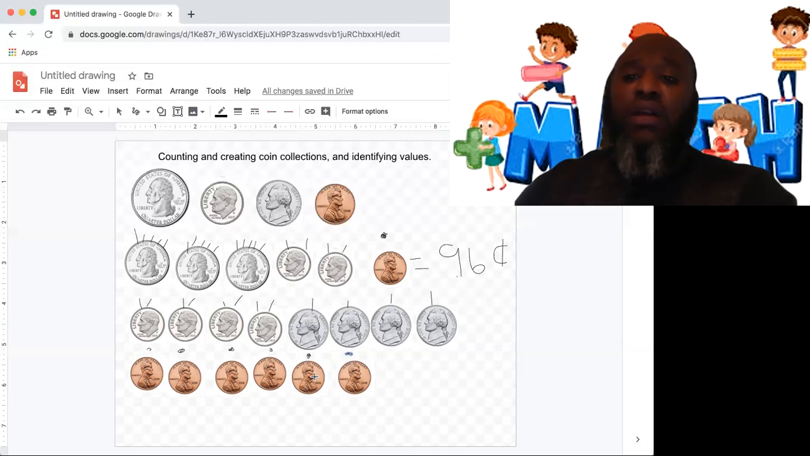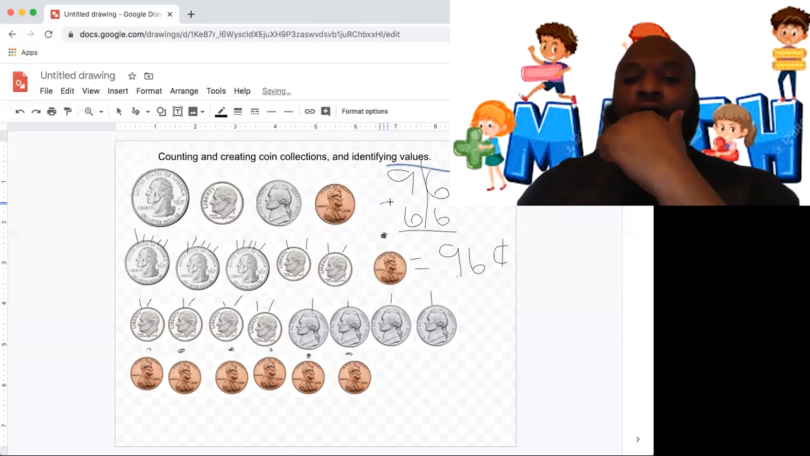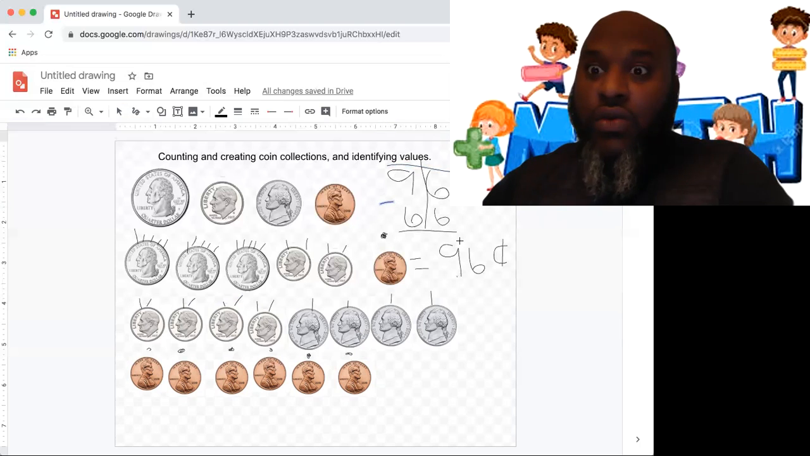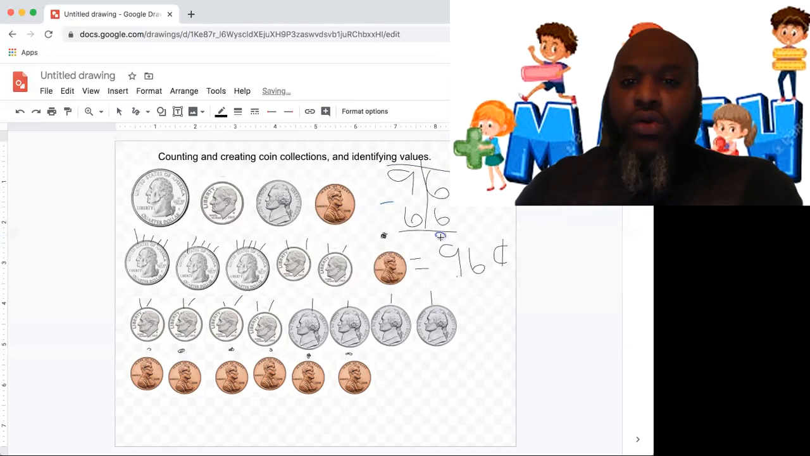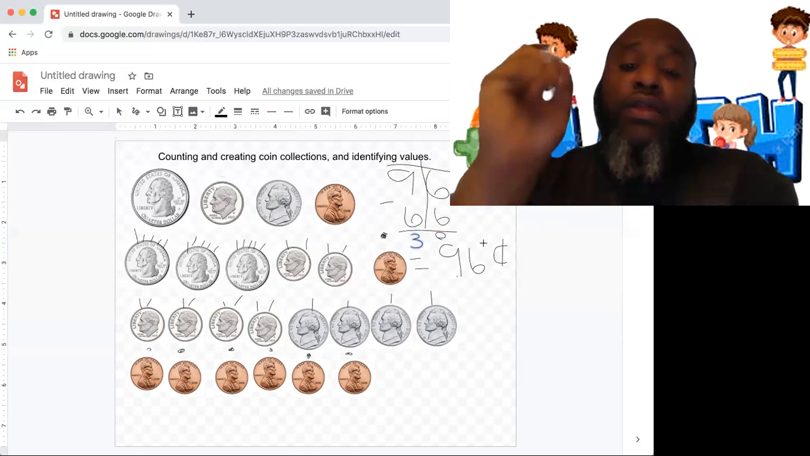So how many am I going to need to make 96? How much more am I going to need to make? So let me use some of this strategy here. I had 66 in my value of my coin collection, and I need 96. So we're going to use a little bit of the techniques that we learned about regrouping to help us. Okay, so 6 minus 6 is 0. 9 minus 6 is 3. So that means I'm going to need 30 more cents.